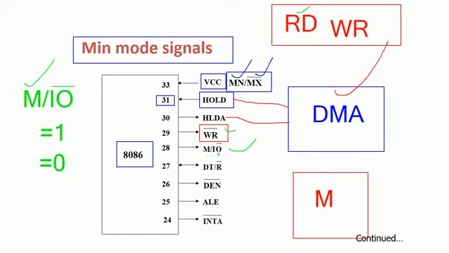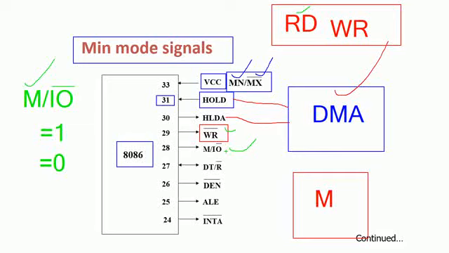If the M/IO bar pin status is equal to 1, then these read write signals are generated to the memory device. And if this particular M/IO bar pin status is equal to 0, then these read write signals are generated to the IO device. That is the intention of the M/IO bar, to differentiate whether the read write signals are related to the memory or the IO devices.